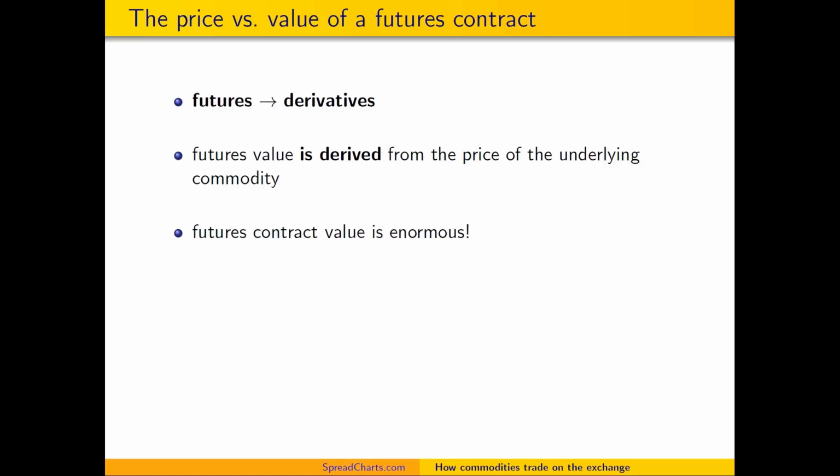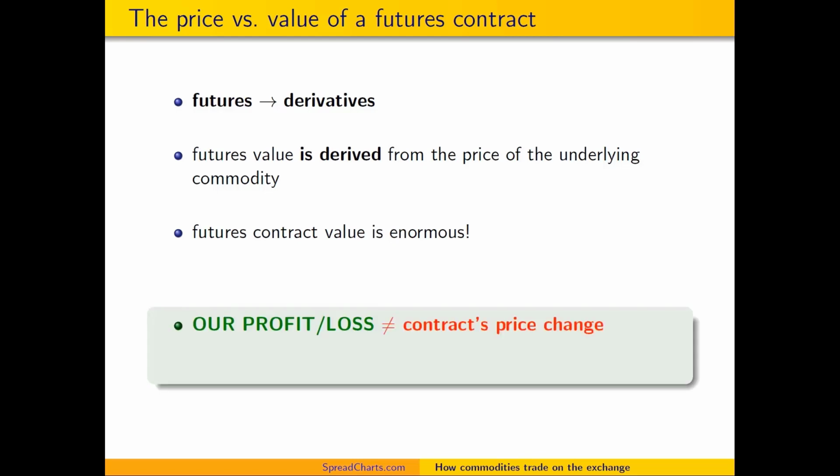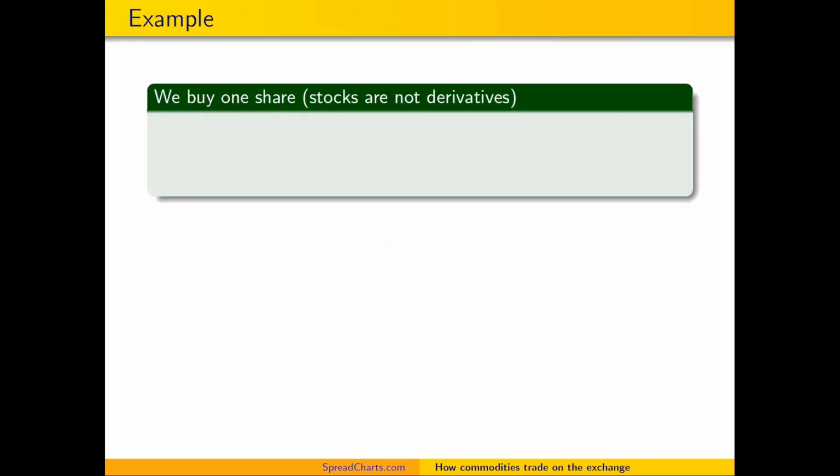The most important information here is that our profits and losses are not calculated from the change in the contract's price, but from the change in its value. Let's demonstrate it in the following example. Imagine that we buy one stock, but stocks are not derivatives. So if the stock price goes up by 1 cent, our profit is exactly 1 cent.